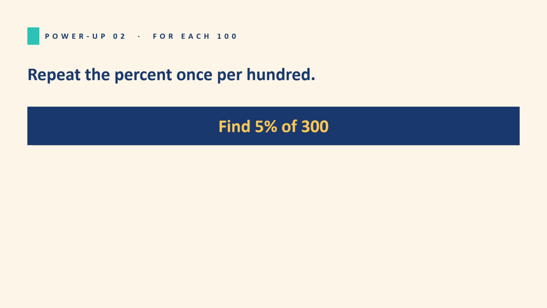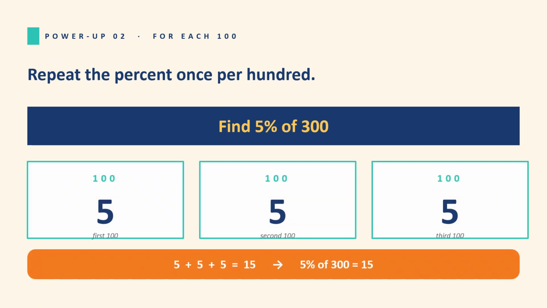Now we finished with the first part. Let's look at this. If the question is saying find 5% of 300. In the previous part, we just learned what's 5% of 100. 5% of 100 is all of it, so it's just 5. So 5% of another 100 is another 5. 5% of the third 100 is another 5. So it's 5 3 times, so it's 15. You get me? So 5% of 300 is 15.